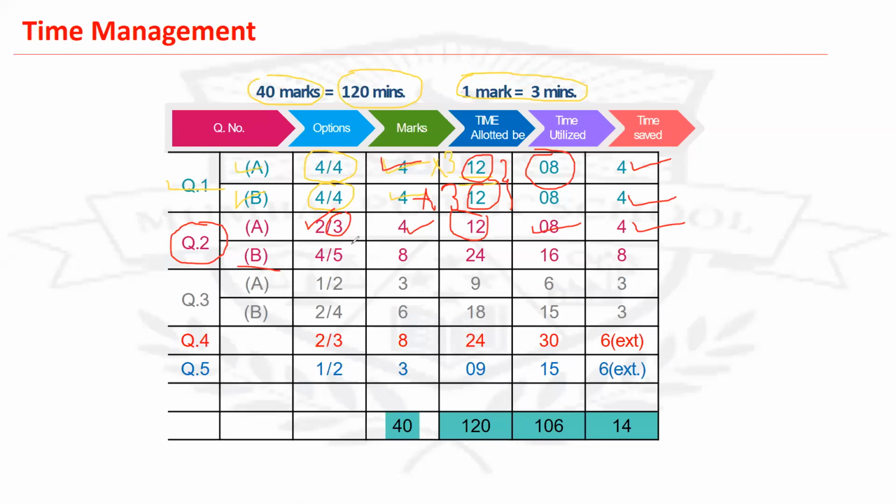Again here, out of 5, you will solve 4. Marks allotted are 8. And 8 into 3, 24 minutes are there in your hand to solve this. But you don't require 24 minutes, as I've told you earlier. These are 2 types of questions. So here, understand, you are going to get only 16 minutes.